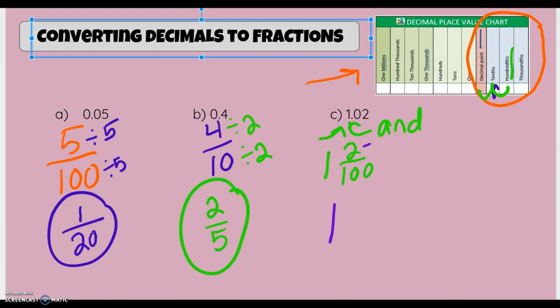So 2 and 100 are both even numbers. 2 divided by 2 is 1, and 100 divided by 2 is 50. So I can leave my answer as a mixed number as 1 and 1/50.